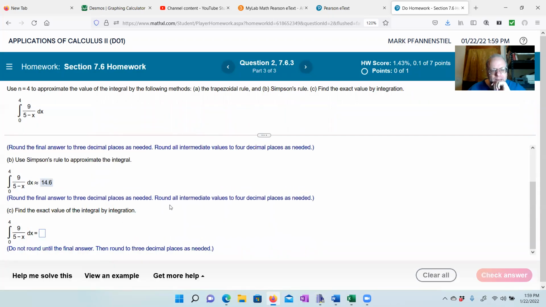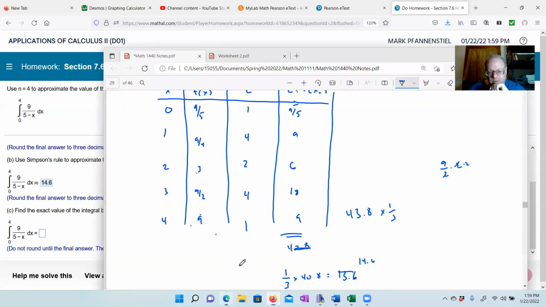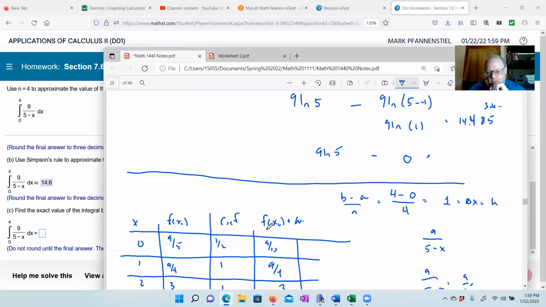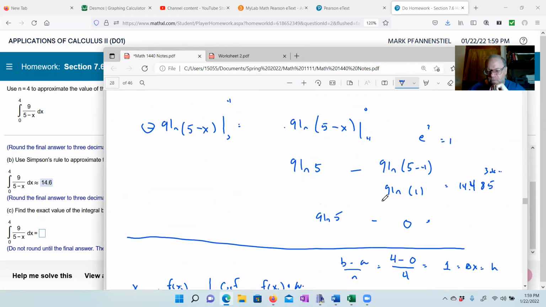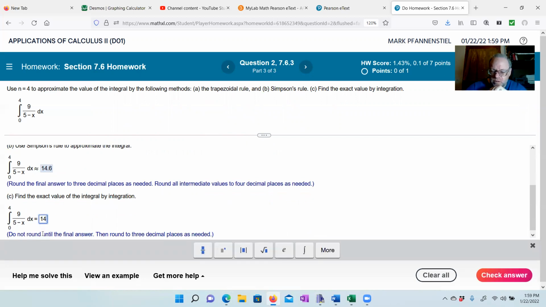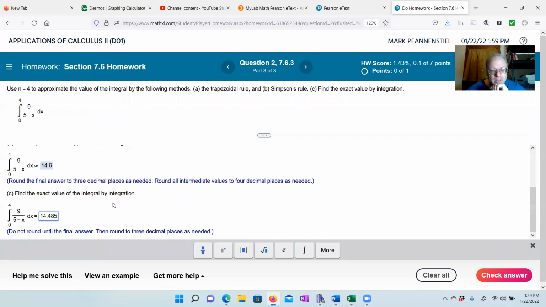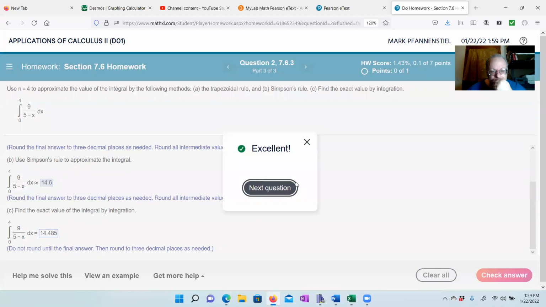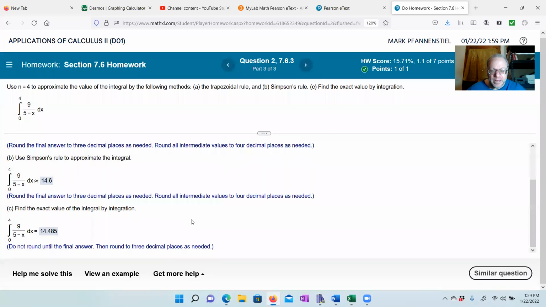Excellent. And then at the end, what did we have to do? The first part was all the way up here, and this was 14.485. And we'll check this answer. Excellent. And that's what you're doing to get all this stuff done.